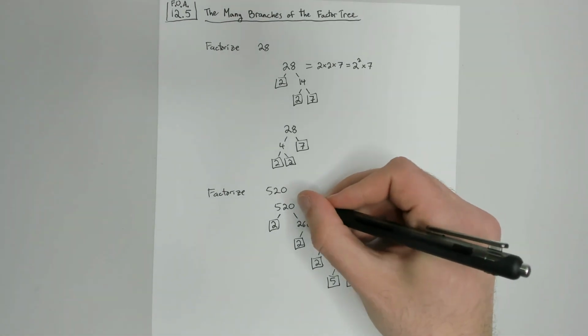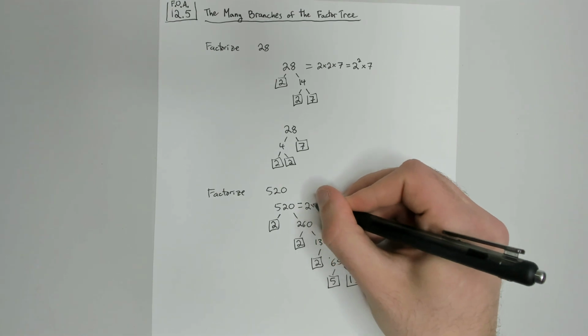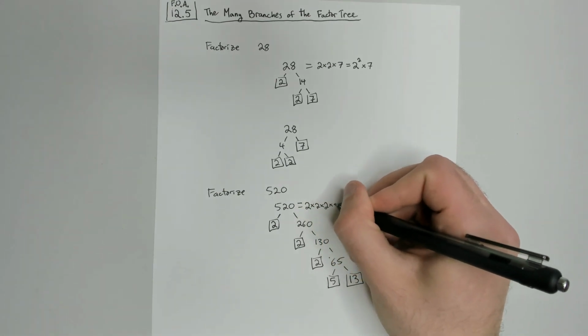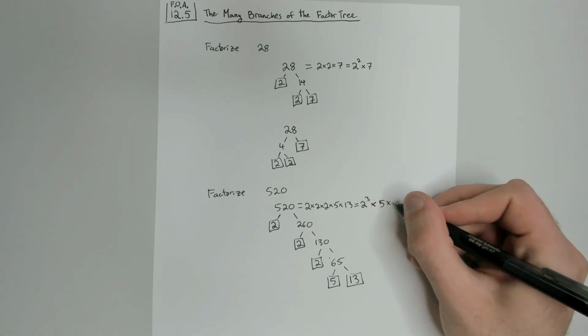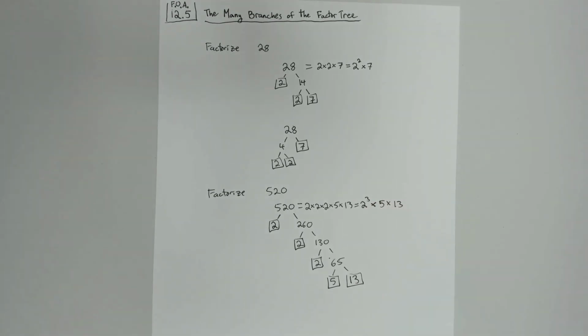So we get our prime factorization of 520 is 2 times 2 times 2 times 5 times 13. And we can also write this in exponent form as 2 cubed times 5 times 13.